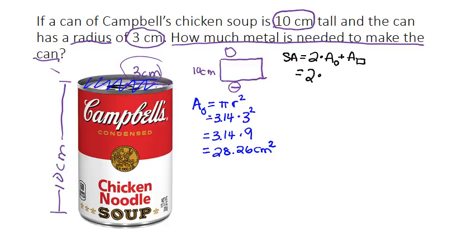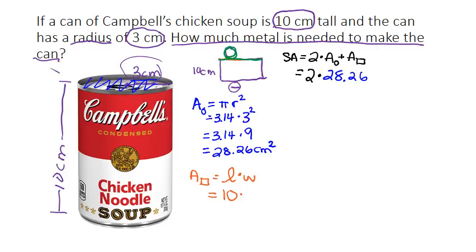So I can do 2 times the area of my circle, which I found is 28.26. Now I need to find the area of my rectangle. Let's use a different color for that. The area of the rectangle is equal to the length times the width. Well, I know the length is 10 centimeters, but I don't have the width for our rectangle yet. So remember, the width here is equal to the distance around the outside of my circle, or the circumference of my circle.